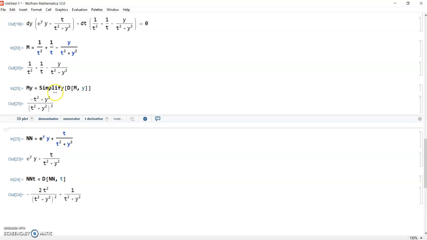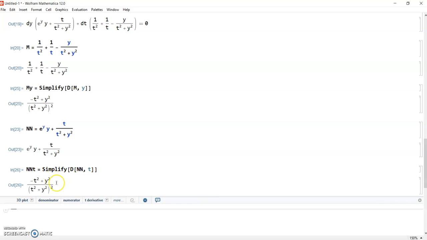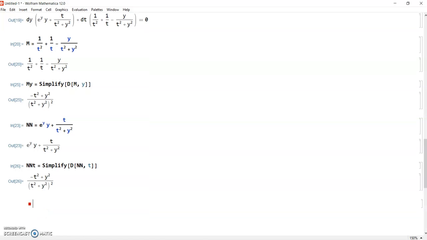So I will get minus t square plus y square over t square plus y square, squared. And here I will also use the Simplify command. And now I can see that both are the same. So now we can give the comment that it is an exact equation, an exact ordinary differential equation.